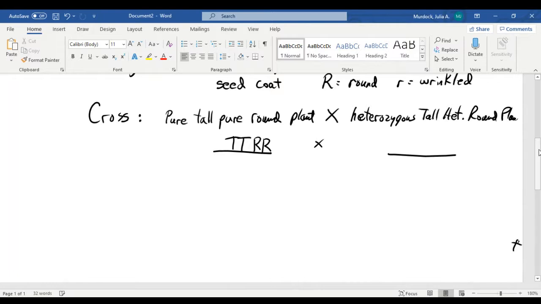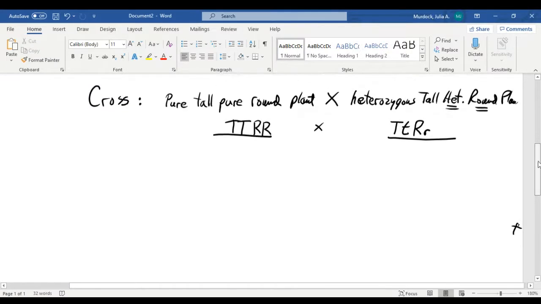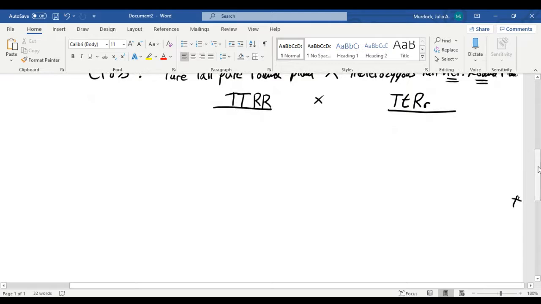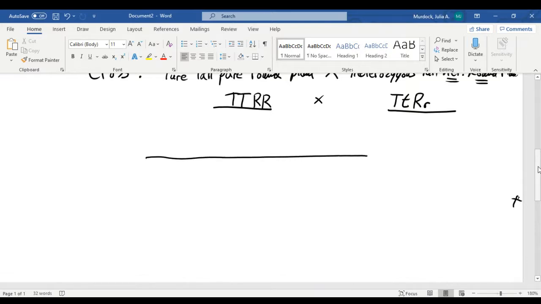Here's the other one. Heterozygous tall means the letters are different, so it would be big T, little t. Still tall, but heterozygously tall. Heterozygous round would be big R and little r. Still round, but heterozygous round. There's my parents. Okay, now here's the question, and this is where a lot of students make mistakes, which is why I want to make sure that you understand what's going on here. When you're making a giant Punnett square for this, let me just make this Punnett square now.